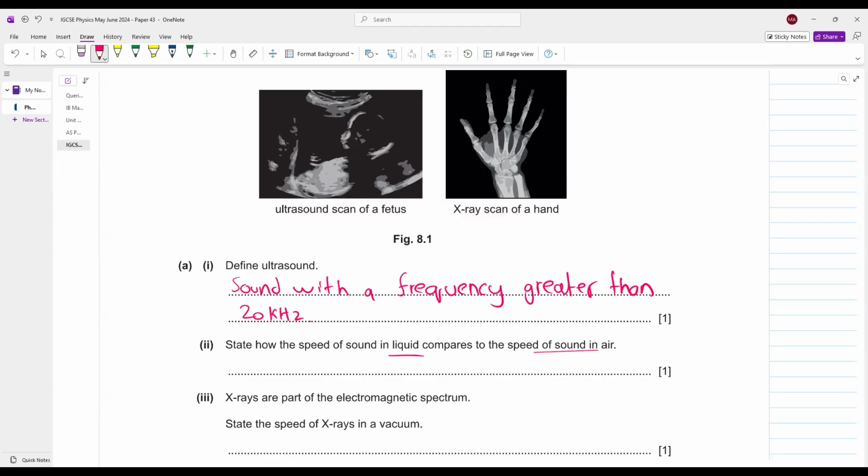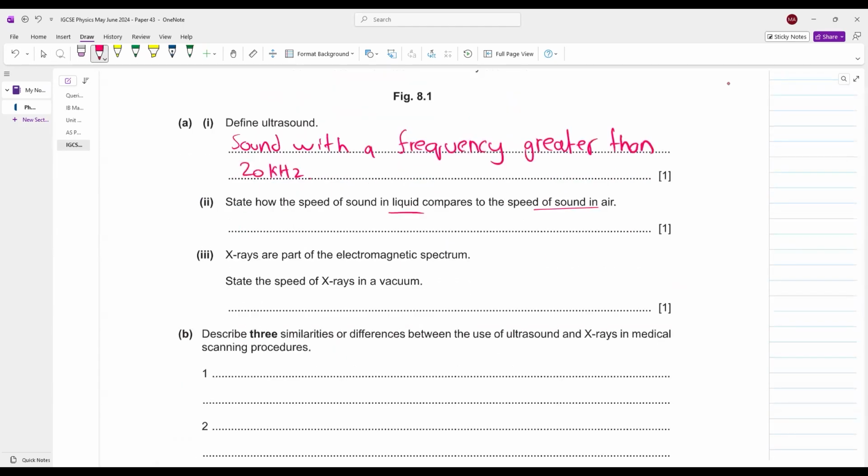State how the speed of sound in liquid compares to the speed of sound in air. The speed of sound in liquid क्या होगी? Greater compared to the speed of sound in air. So you can say speed of sound in liquid is greater. Perfect. X-rays are part of the electromagnetic spectrum. Calculate the speed of X-rays in a vacuum. 3 into 10 is the power of 8 meters per second.